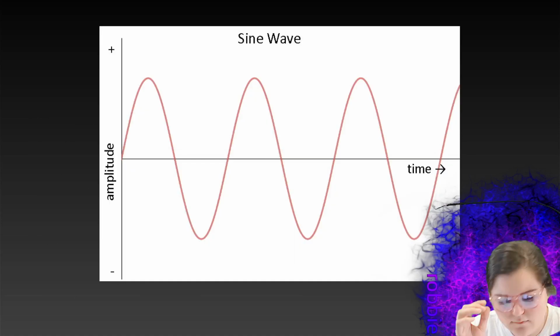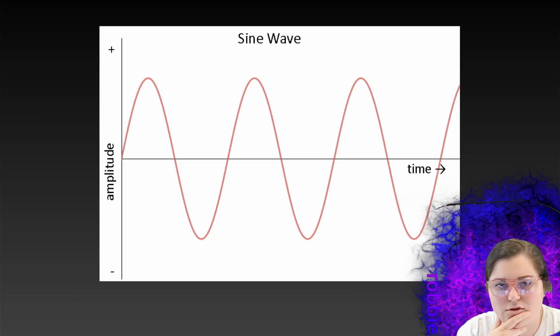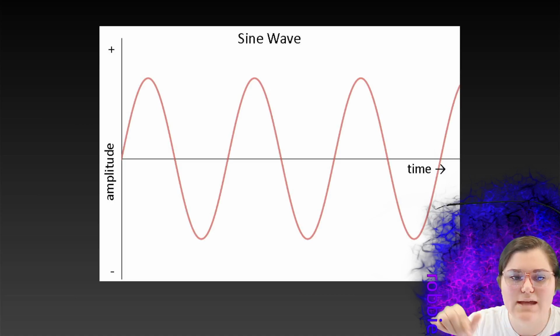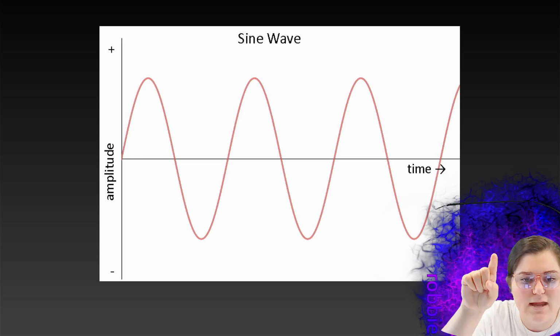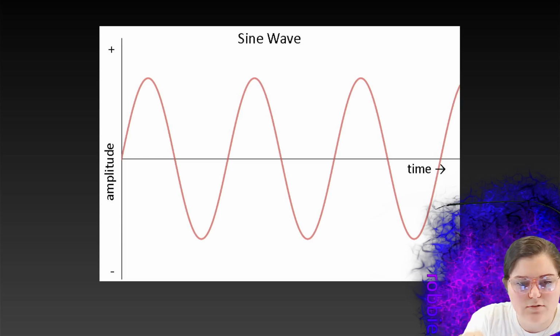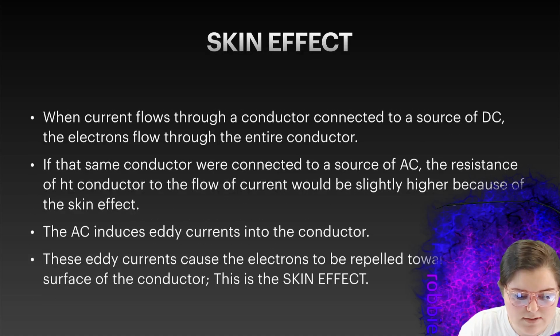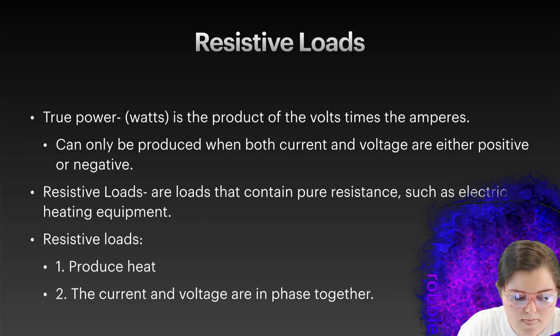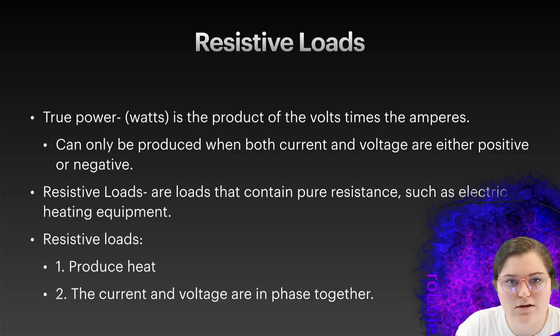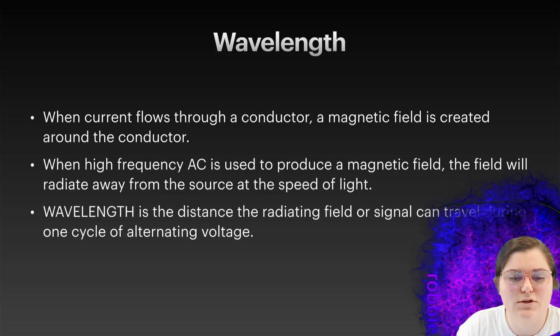And the main thing to remember is that a sine wave is a 360 degree waveform, and that's called a cycle for every complete cycle. When it reaches its peak at 90, it goes down to 180, back to 0. Then it reaches its maximum negative voltage at 270 and back to 360, just a flat line. Those are the most important things for you to remember. And remember that resistive loads are defined by those two things: they produce heat, and the current and voltage are in phase together.